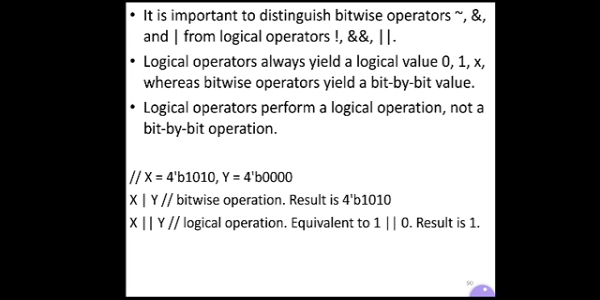Again there is one more difference. The logical operators, whatever we discussed previously, result in a single-bit true result, that is 1, or a false result 0, or the unknown value X. But in the bitwise operator the results are bit by bit.